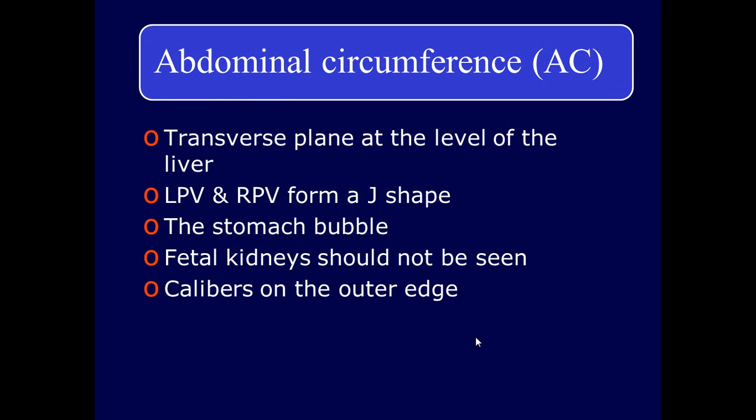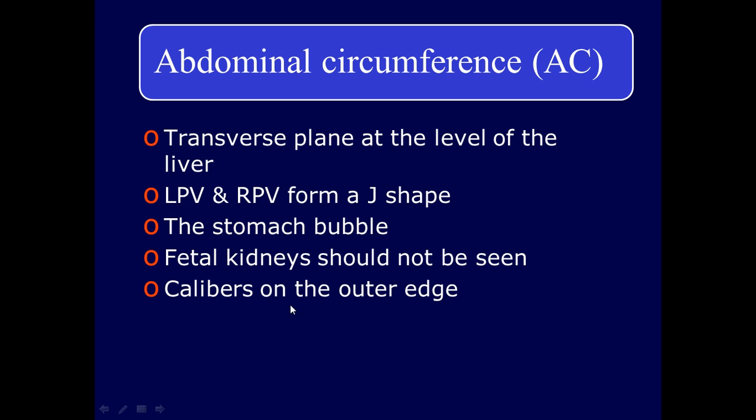In abdominal circumference, the fetal abdomen should be measured in a transverse plane at the level of the liver, where the umbilical vein branches into the left portal sinus. In this plane, the left portal vein and right portal vein form a J shape. The stomach bubble is seen at this level on the left side of the fetal abdomen. Fetal kidneys should not be seen in the proper abdominal circumference image.